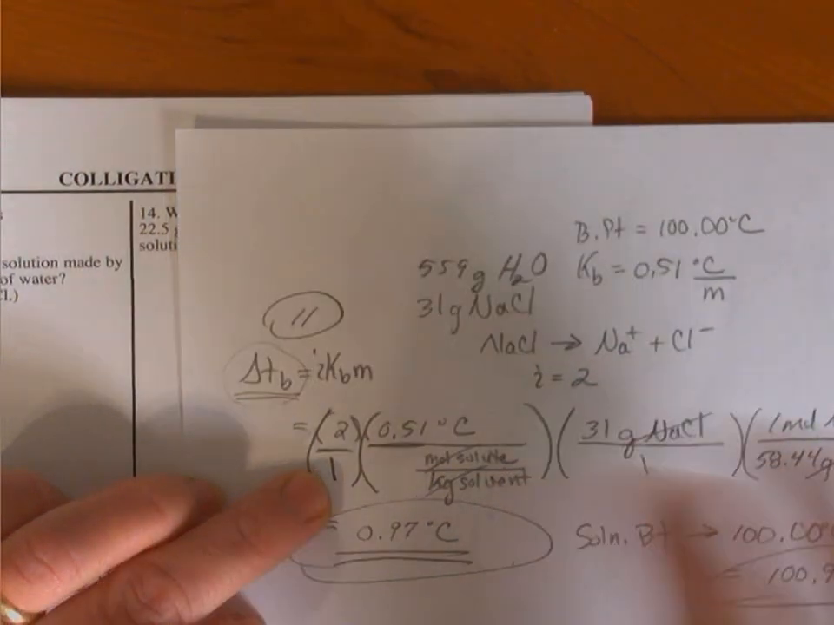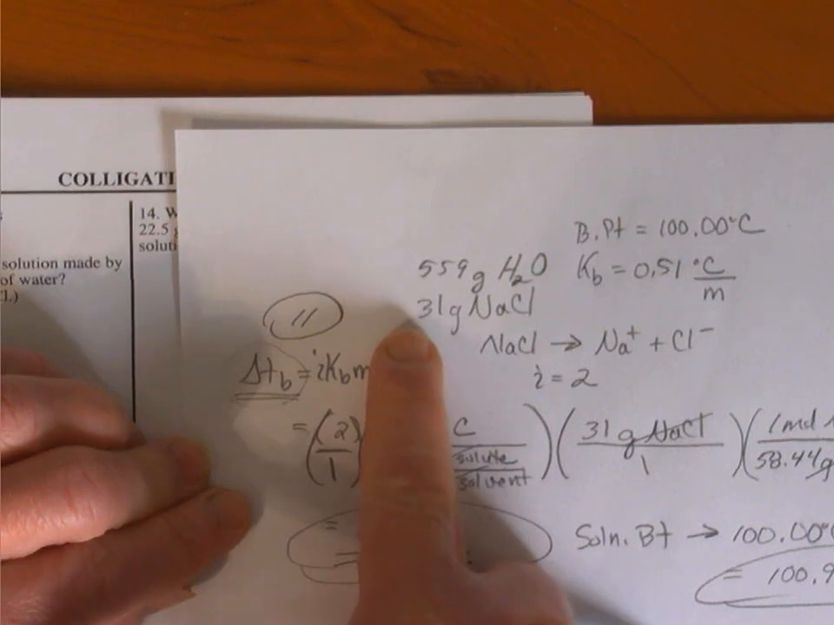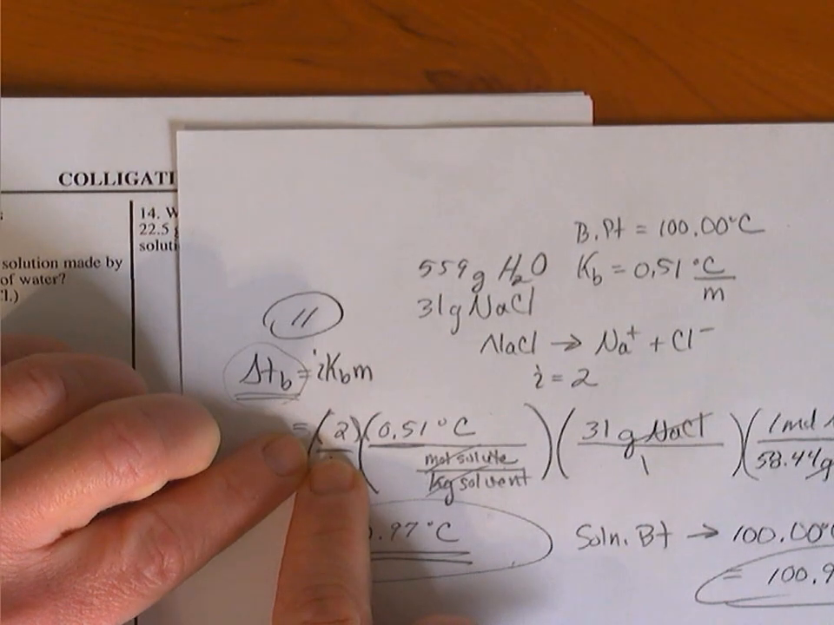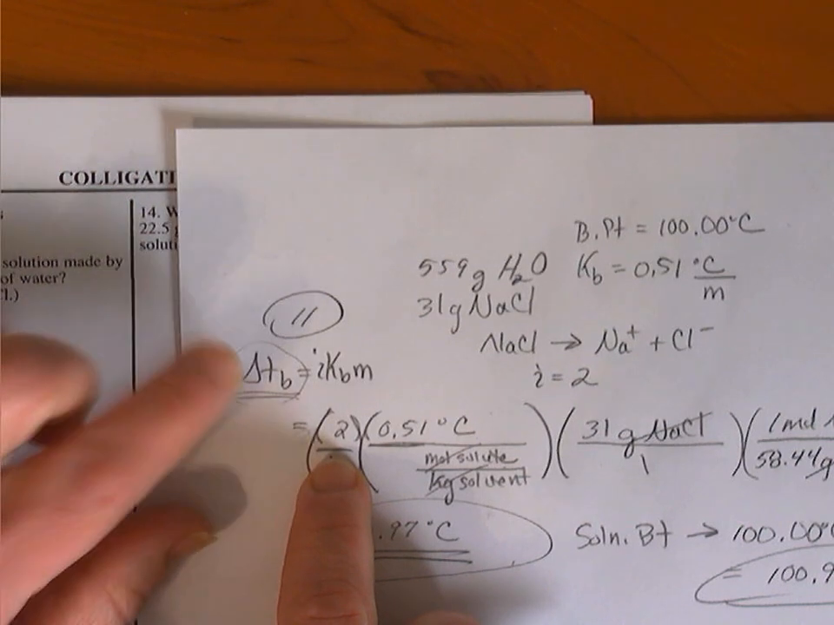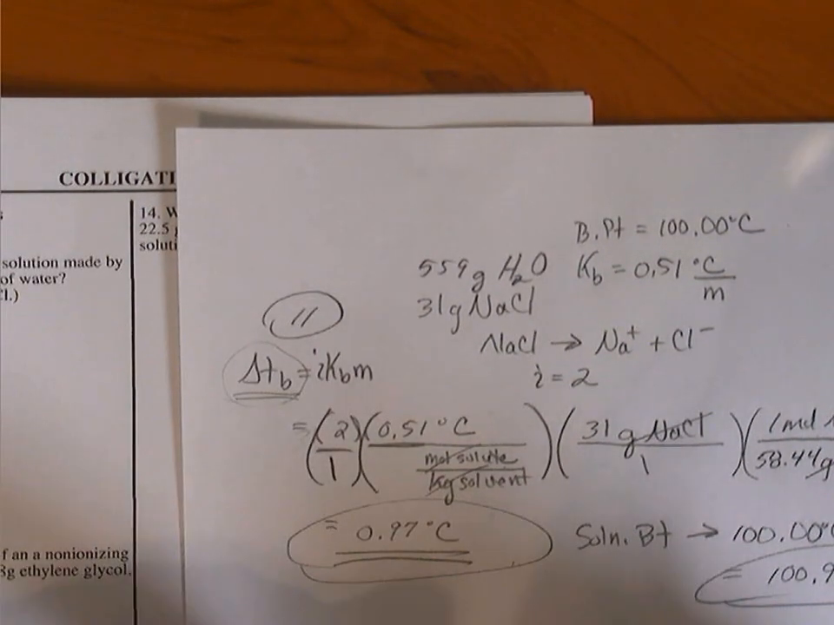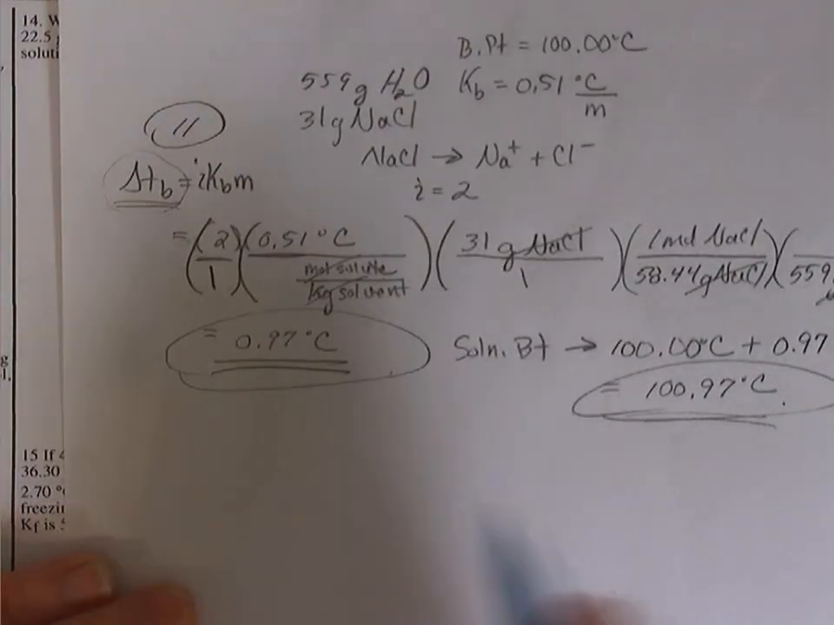Now, because sodium chloride dissociates, because it is an electrolyte, that amount of sodium chloride has twice the impact, twice the number of solute particles that can raise the boiling point in this case. So that is 11. That is your final answer. Okay, number 12.